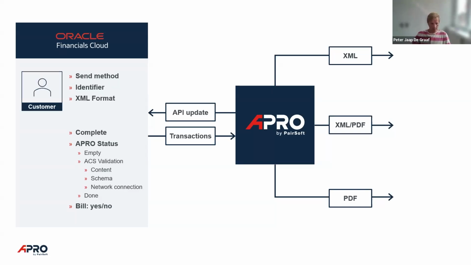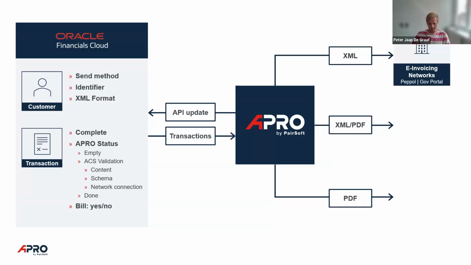So the customer level and the transaction level, like I told, are needed to make sure that APRO is working. Based on those attributes that are created in Oracle, APRO can already process the outbound e-invoicing. So there are no other customizations needed to make the system work.